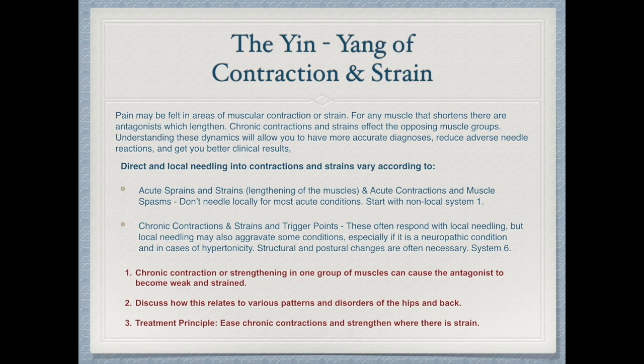Now, in cases of chronic contractions and strains and trigger points, these will often respond well with local needling, but local needling may also aggravate some conditions, especially if it's a neuropathic condition and in cases of hypertonicity. Structural and postural changes are often necessary, and for chronic contractions and strains, we can use system 6. So in system 6, we're going to needle the same meridian where the person has pain. So if someone has pain in their glutes or in the area of GB30, we can needle locally into GB30, or if we needle down the IT band or down the gallbladder meridian on the thigh or the leg, we call that a system 6 connection or method, because we are needling into the meridian which is affected and has symptoms.